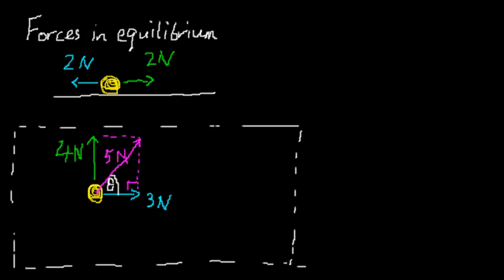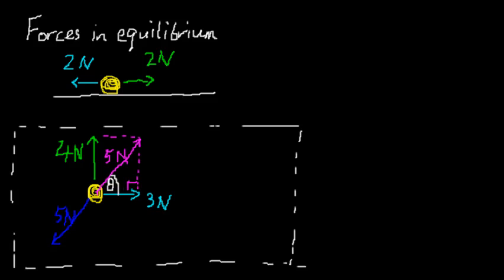So once we have found this, we would then know what force we need to balance the original 4 and 3 newtons. All we need is a force that is equal and opposite to this. So that would be that. Just directly opposite, and it must be the same magnitude. So 5 newtons.